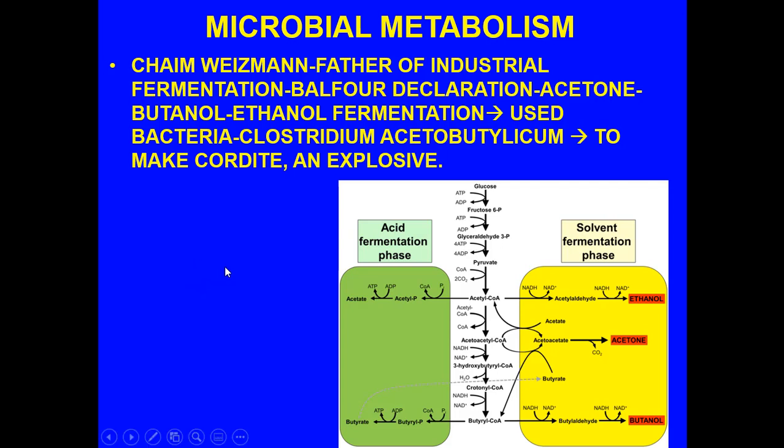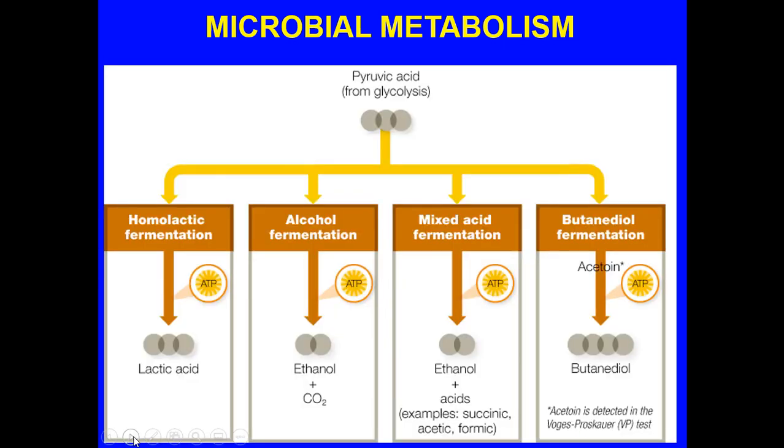So that's how impressive his science was, and how it saved Britain by providing the explosives necessary for their munitions to fight a war. Now, as you can see, it all comes down to pyruvic acid from glycolysis, whether it's homolactic fermentation, alcoholic fermentation, mixed acid fermentation, or butanediol fermentation. Now, you notice down here where it says acetoin is detected via the Voges-Proskauer VP test. This is partly what I'm saying to you. As we get to understand the metabolism, we can use certain unique biochemical steps to identify certain organisms.